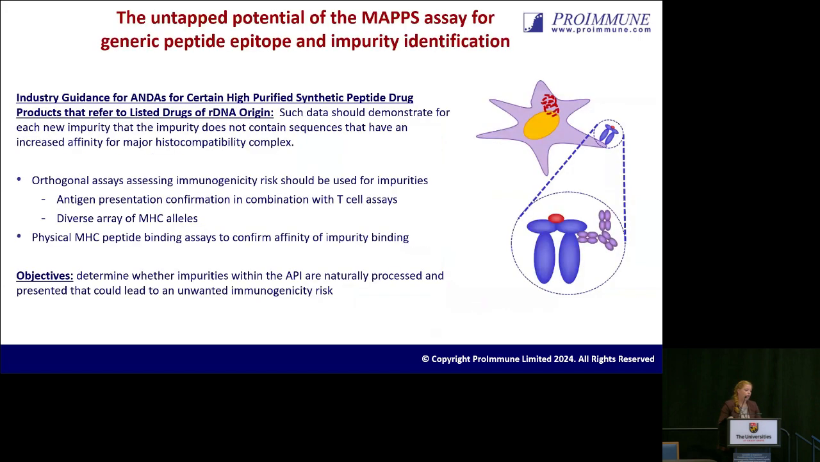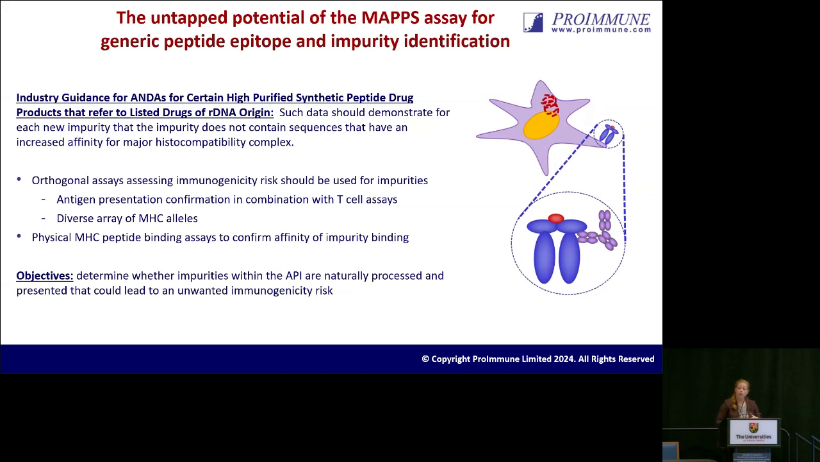So given the robustness and sensitivity of MAPS with demonstrated success in other research areas, the assay really holds untapped potential for assessing immunogenicity risk for generic peptides. Specifically, MAPS could be applied to the statement we see here from the ANDA industry guidance stating that such data should demonstrate for each new impurity that the impurity does not contain sequences that have increased affinity for MHC. And we heard about addressing this yesterday using T-cell proliferation assays. But of course, MAPS could serve as an orthogonal approach to understanding if those impurities are actually processed and presented.